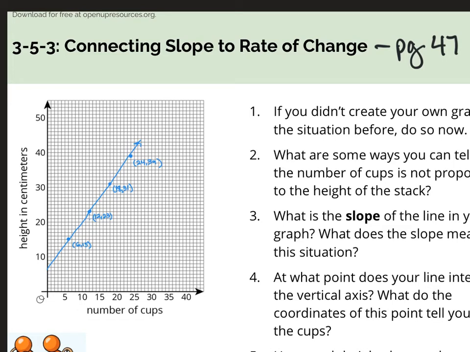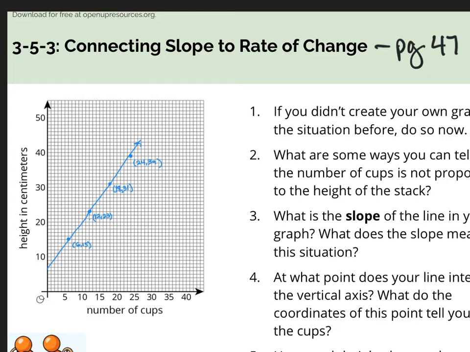All right, question number 2 says, what are some ways you can tell that the number of cups is not proportional to the height of the stack? Go ahead and pause and answer that question, and then we'll come back together. So one of the things as far as finding out if it's not proportional, if you look at the graph itself, this graph does not go through 0, 0. So it is not proportional because it does not go through 0, 0.